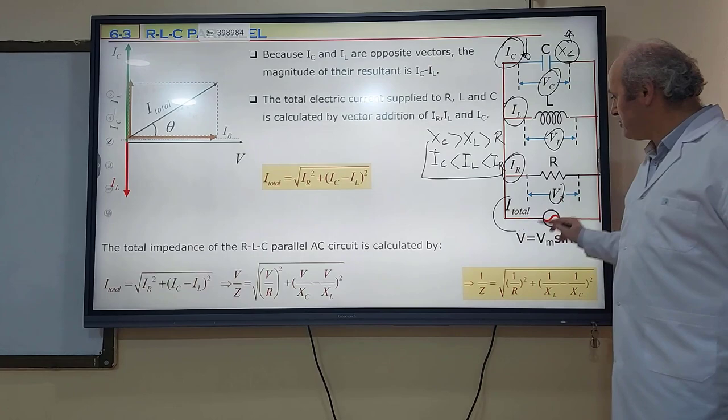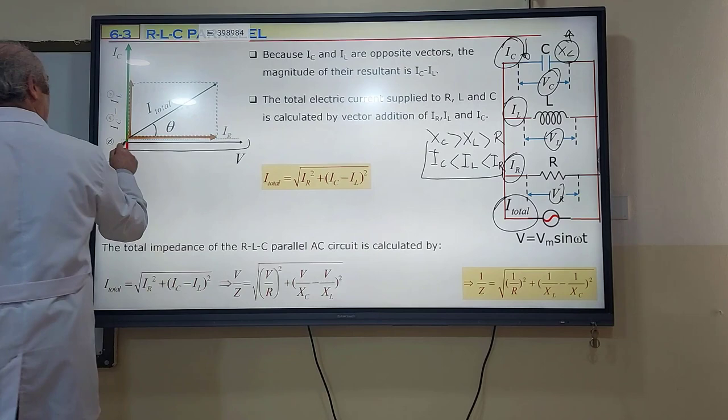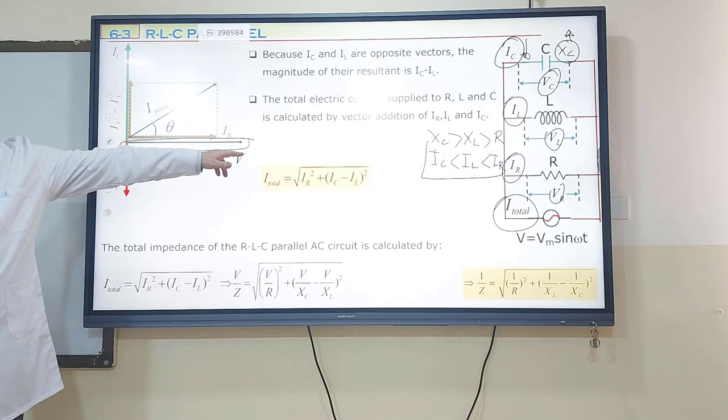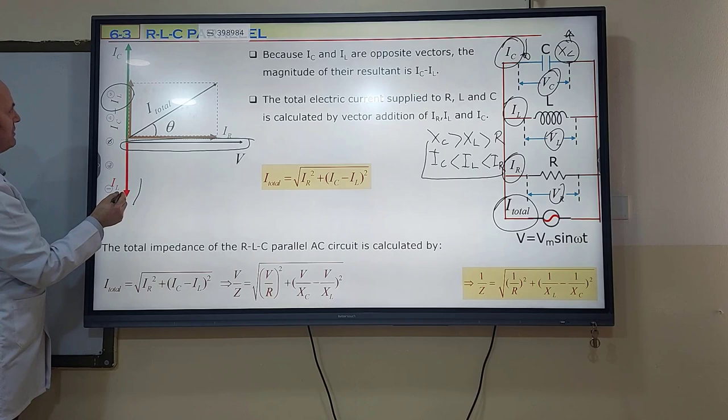Again, we are going to use the phase. We are going to find these electric currents with respect to the potential difference, which is the same on all three. In the resistor, IR and V are in phase, that's why they are in the same direction. In the capacitor, electric current is leading, potential difference lags behind, so it is in the positive y direction, angle is 90 degrees. In the coil, electric current lags behind the potential difference, which is leading, so it is going to be negative pi over 2. Then IL and IC are out of phase by 180 degrees.